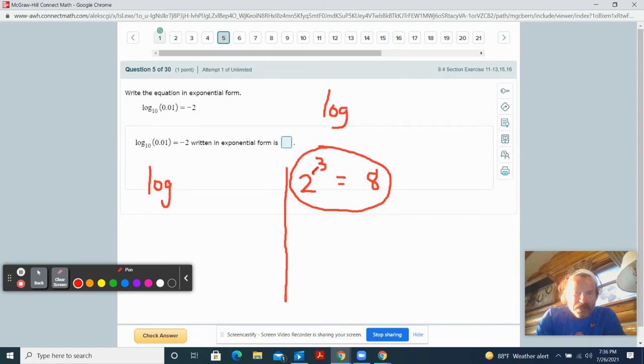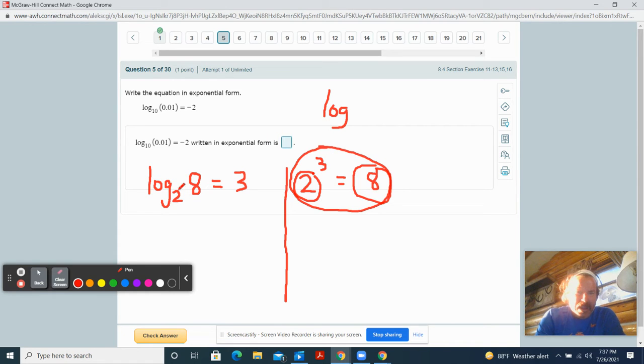So let me start with the base. We talked about the base, right? The base is 2. So the base goes right here. The 8 actually goes right here. And then we write the equation, and there's only one number we haven't chosen yet, and it's 3. So kind of like learning another language, you have to translate logarithmic form to exponential form.